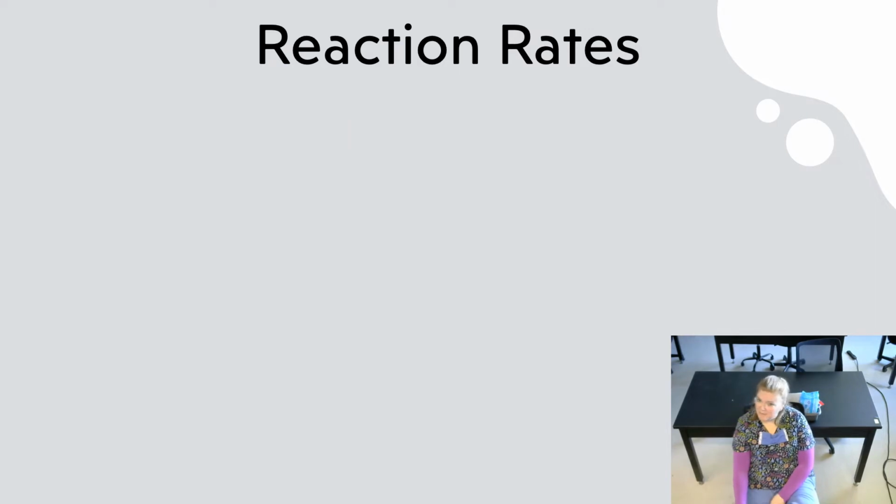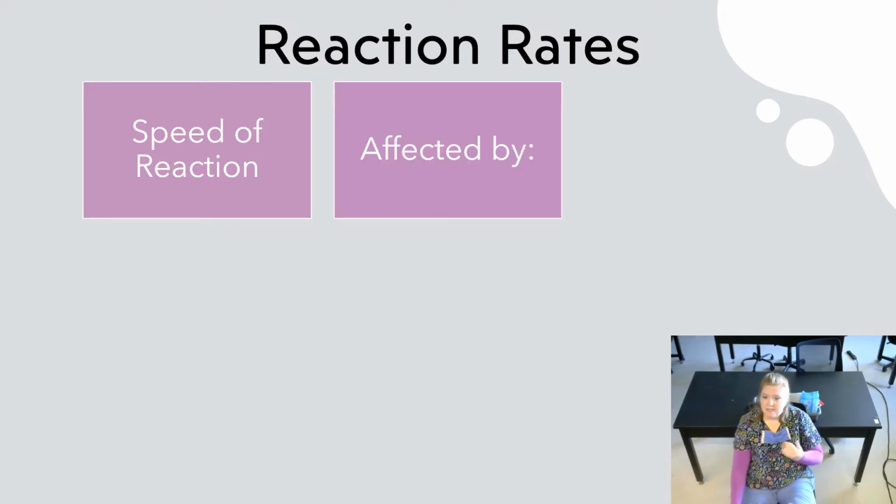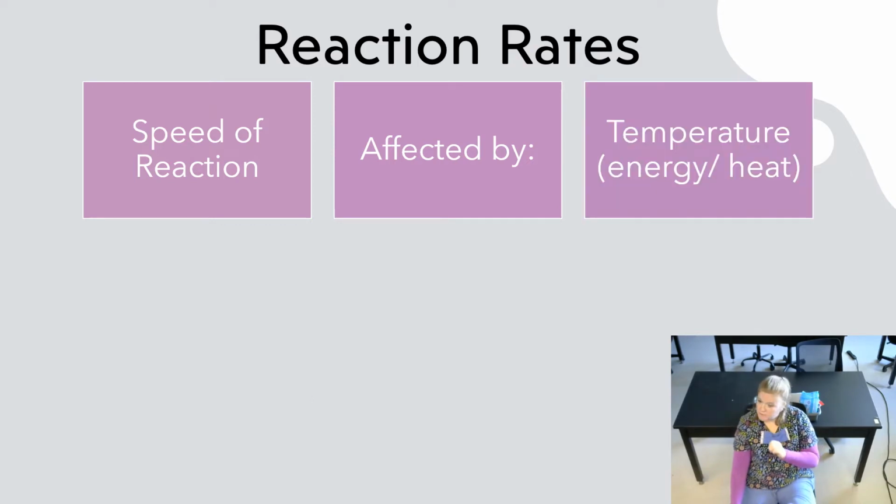Okay, now we're gonna talk about reaction rates. Rate just means the speed of the reaction. How quickly is it occurring? How quickly are we going from reactants to products? It is affected by 4 key factors. First of all, temperature, sometimes called energy, sometimes called heat. If we increase the temperature, we're going to increase the rate of the reaction. If we decrease temperature, we're going to decrease the rate of the reaction.